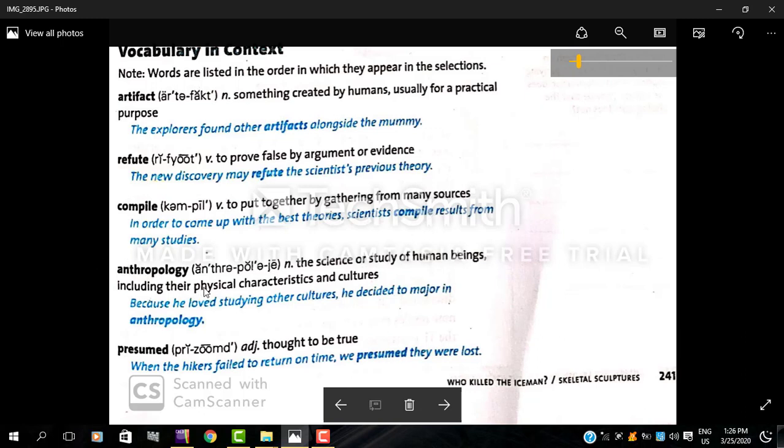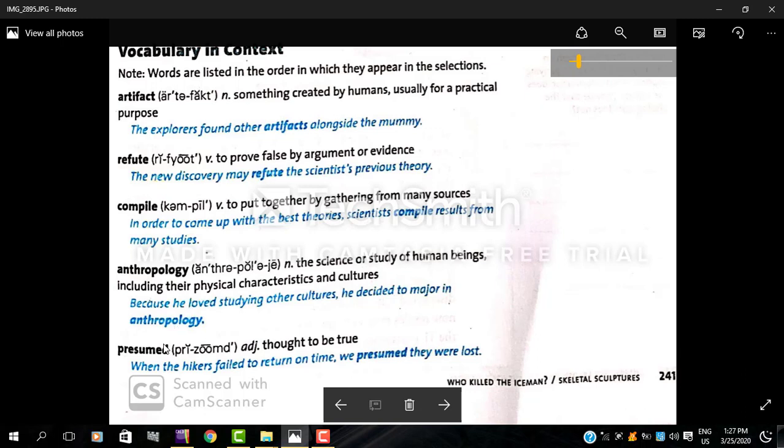Anthropology. From the word ology, this means a science, by the way. Ology. Anthropology, the science or the study of human beings. You can underline only study of human beings. Check the example. Because he loves studying other cultures, he decided to major in anthropology. He decided to major, which means to specialize in anthropology.